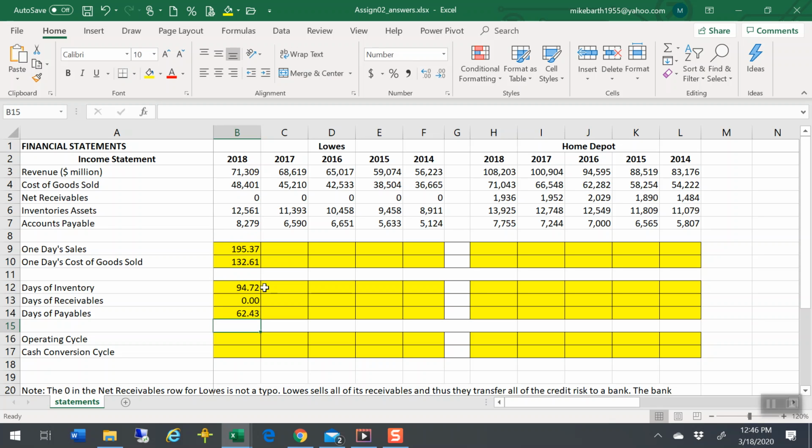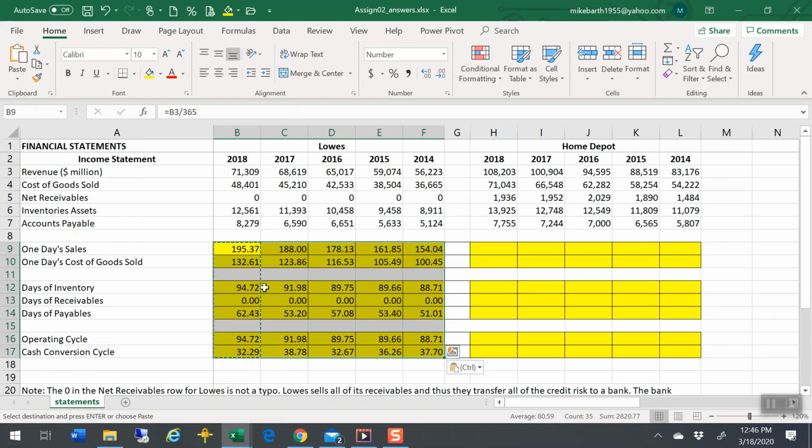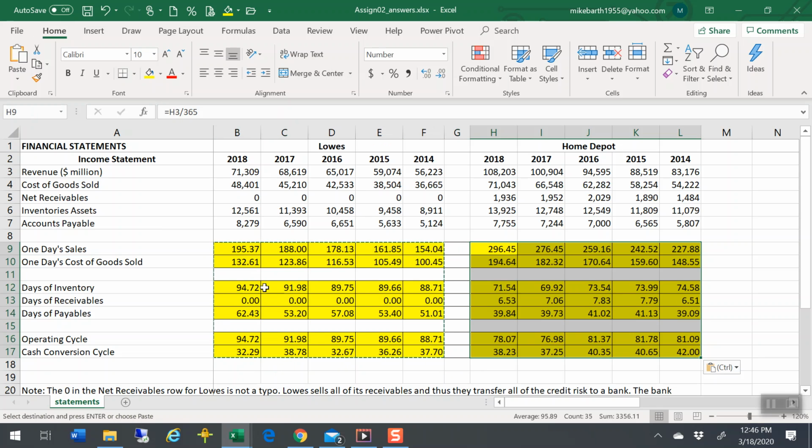All right, so the operating cycle is simply days of inventory plus days of receivables, and the cash conversion cycle is the operating cycle minus the days of payables. All right, so I have all that copied there. And since I'm using cell references, I can copy over to here.